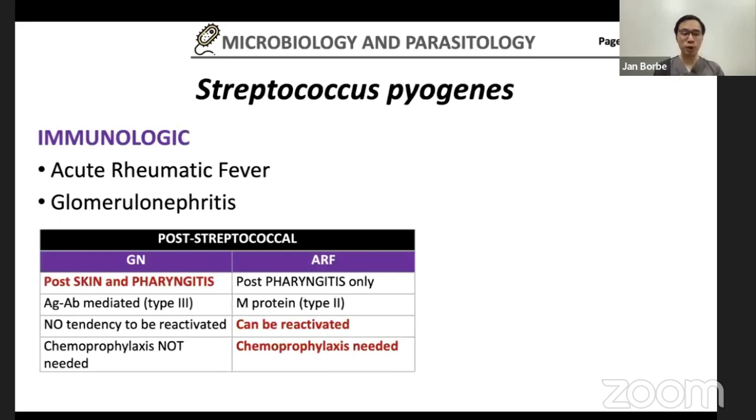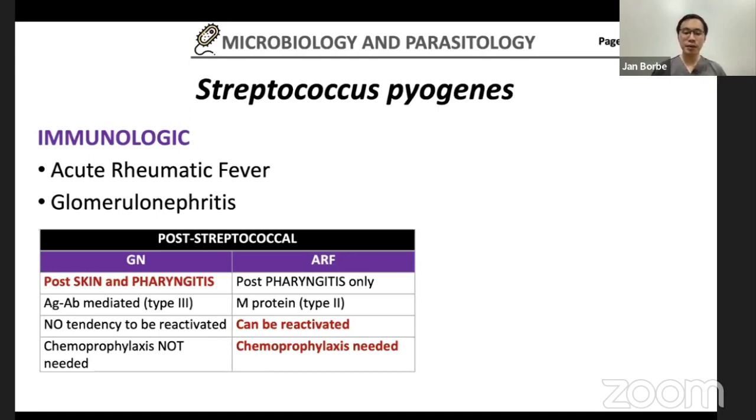For Streptococcus pyogenes, what I want to emphasize is the immune sequelae. There are two main types: acute rheumatic fever and glomerulonephritis. So what would be the major difference? Glomerulonephritis can follow skin and throat infections, but rheumatic fever follows pharyngitis only. Remember I said going down? Throat infection, what is it near? The heart, going down. So rheumatic fever only comes from post-pharyngitis.